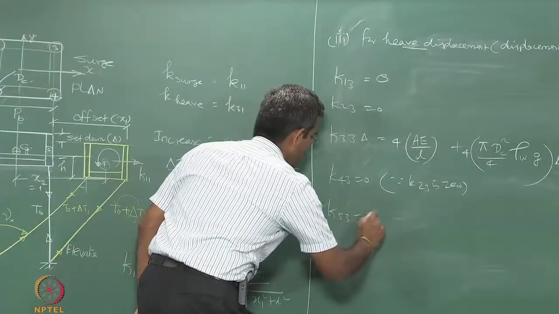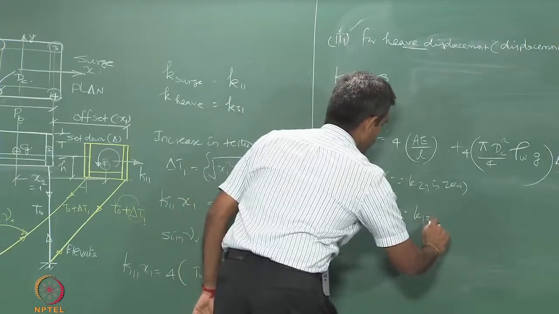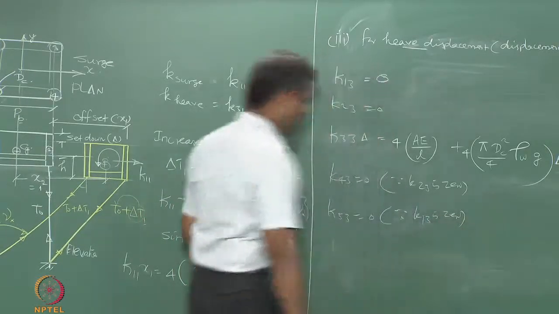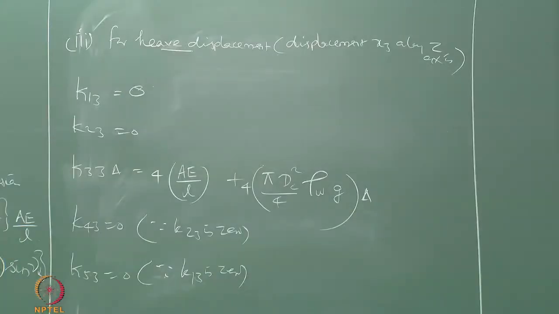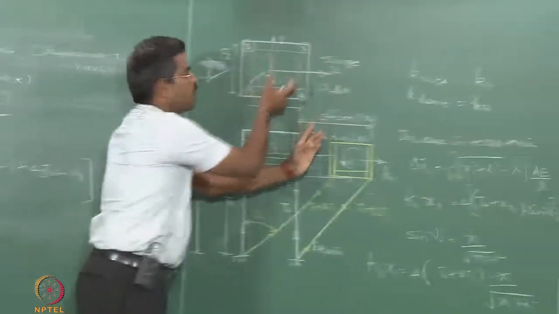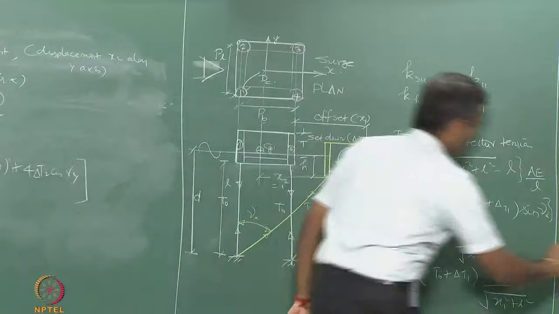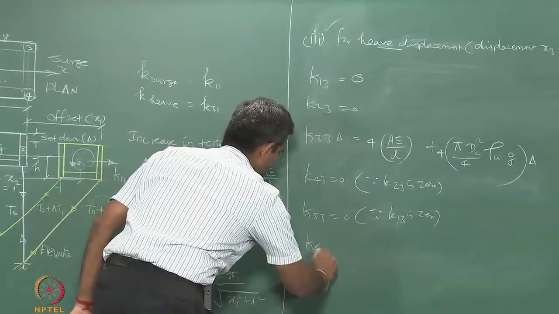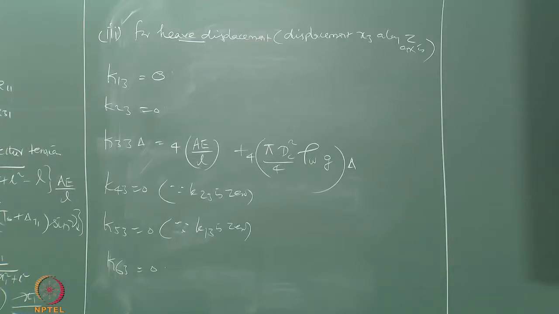K53 is 0 since K13 is 0, because pitch and surge are associated. When you give surge, it causes a moment about the y axis, which is nothing but the pitch. Because of symmetry, the platform does not yaw, so this is 0. So, I have got the third column of the stiffness matrix now, where only K33 is present.